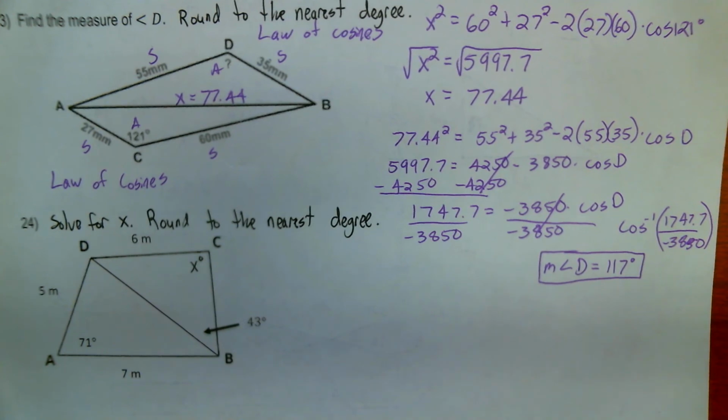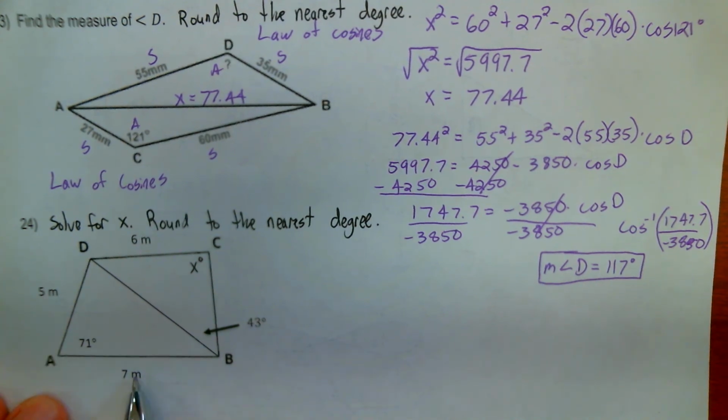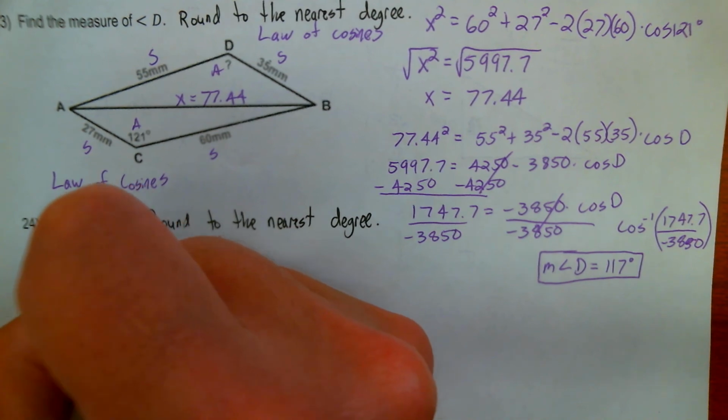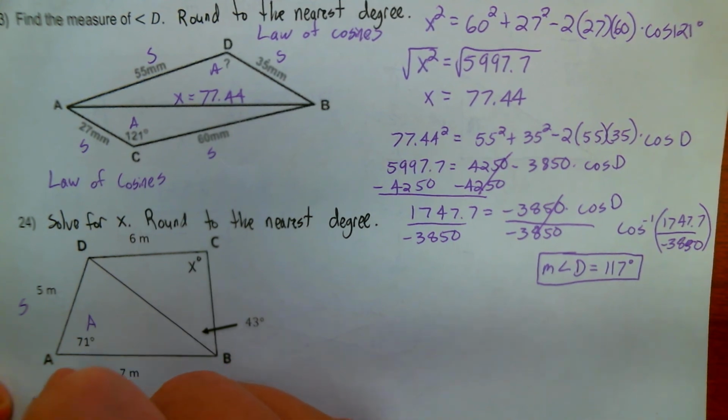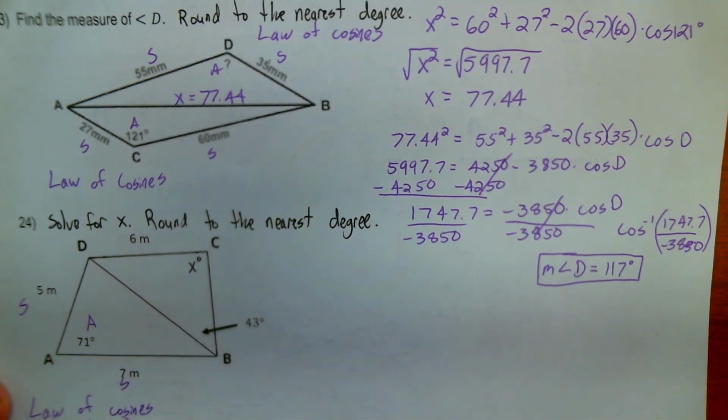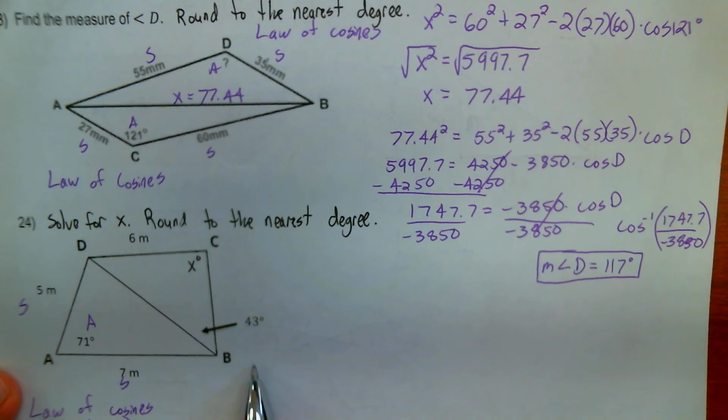All right, last problem, you made it. Solve for x, round to the nearest degree. Okay, so once again, this is a combo problem. I look down at this triangle, I have side, angle, side. So I can use the law of cosines here, SAS. That will help give me dB.